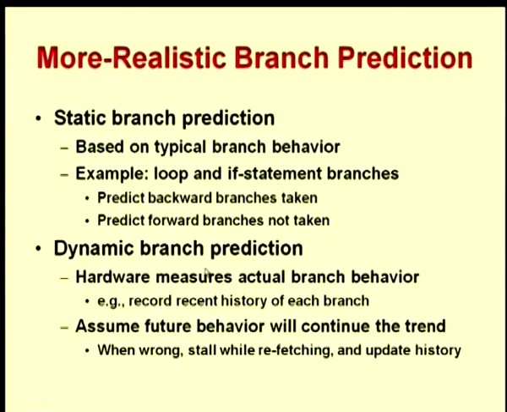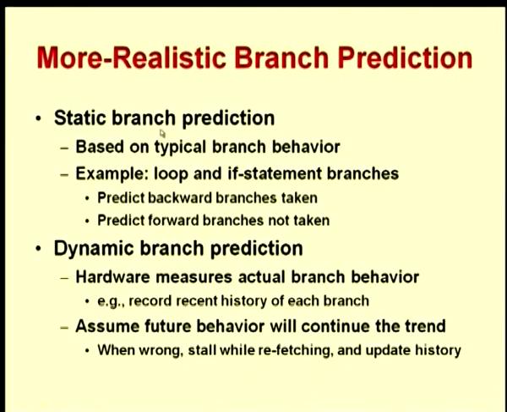We can do better than this and go in for dynamic branch prediction. In dynamic branch prediction, you actually look at the branch behavior. That is, the hardware will measure the actual branch behavior. It will record the recent history of each branch, and based on the recent history of each branch, it will then predict what the future behavior is going to be. Do a kind of trend analysis. You see that this branch has been taken most of the time, so it is likely to be taken the next time also. So like that we have certain dynamic branch prediction mechanisms.